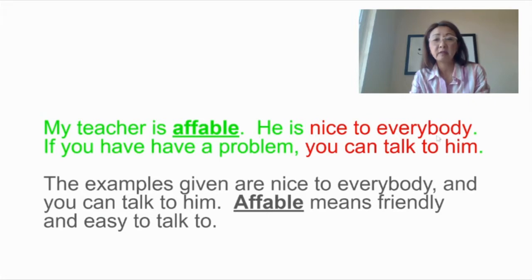He is nice to everybody. If you have a problem, you can talk to him. So these are examples like nice to everybody, and you can talk to him when you have a problem. So looking at the examples that are given, nice to everybody, and you can talk to him, I can conclude that affable means friendly and easy to talk to.